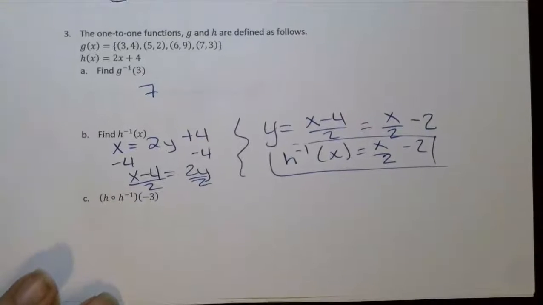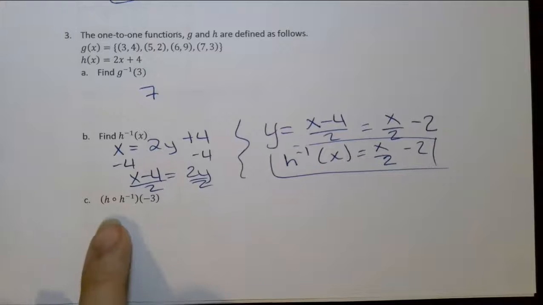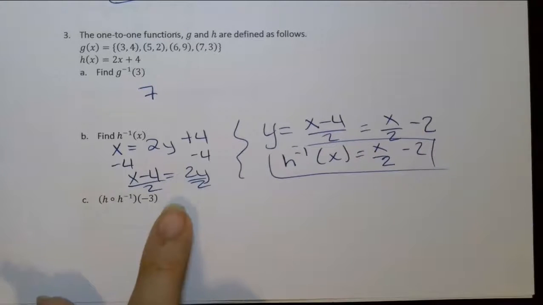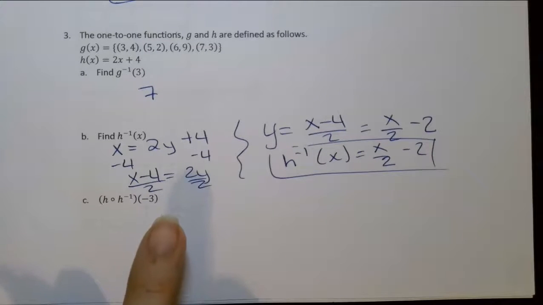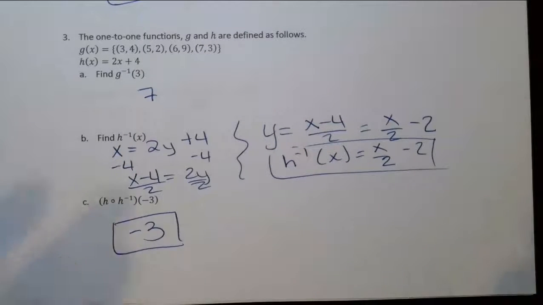Okay. C wants us to find h of h inverse of negative 3. Anytime it asks me to find a composition function of a number, remember, just like I was saying before, it should output the input. So this one will always be whatever number it tells me. This one is going to result in negative 3.